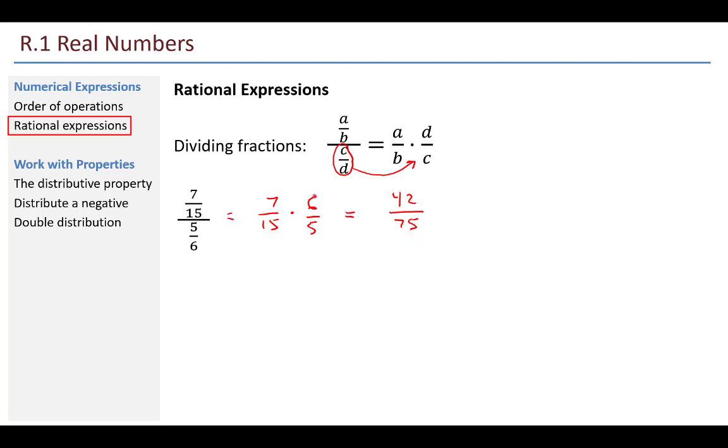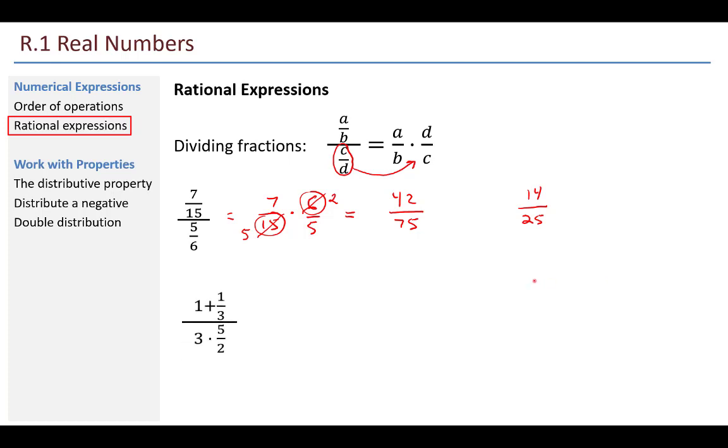When I look back here, I think the 6 and the 15 have a common factor of 3. So when I divide 3 out, that becomes 2, and when I divide 3 out, that becomes 5. So I could have written this, 7 times 2 is 14, and 5 times 5 is 25. And there is our fraction in lowest terms.